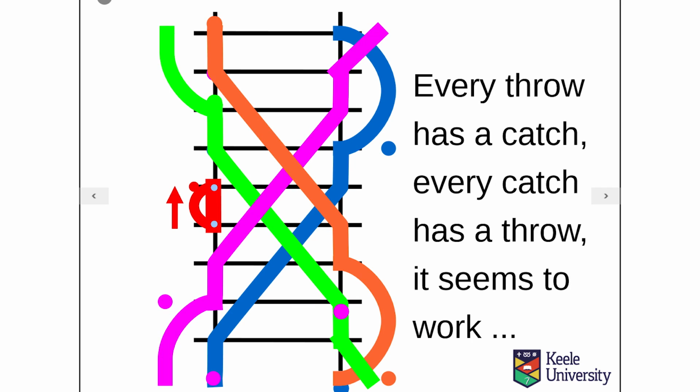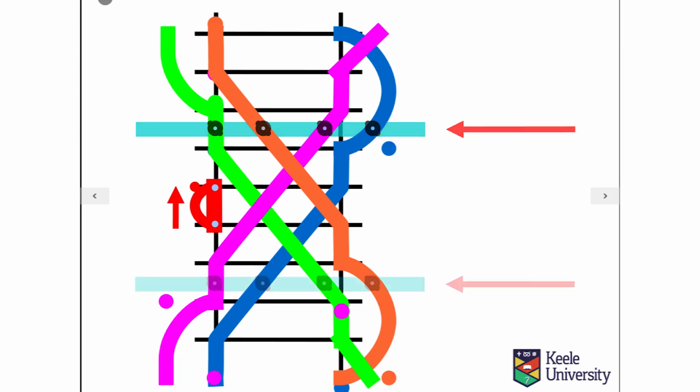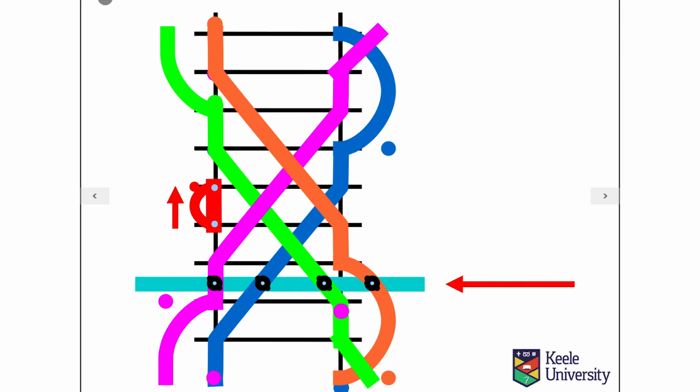So actually here, every throw has a catch, every catch has a throw, the whole thing seems to join up, the whole thing seems to be consistent. Let's count the balls. 1, 2, 3, 4. By the conservation law of juggling equipment, there should be 4 balls everywhere in this diagram.